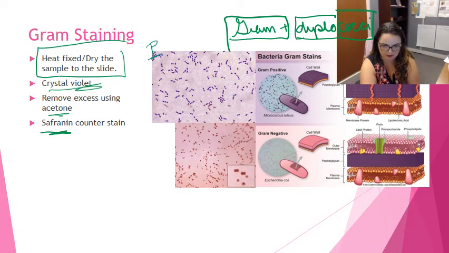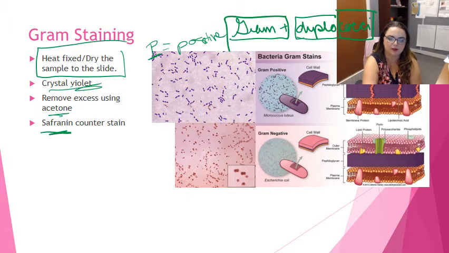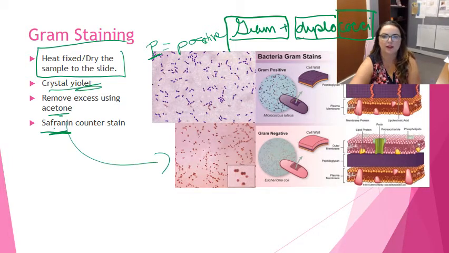And what you get is either purple cells, which are positive. So remember, P for purple is also for positive. Or you're going to get the cells that weren't stained by the crystal violet. They're going to show up red, just like the safranin counter stain, like this.